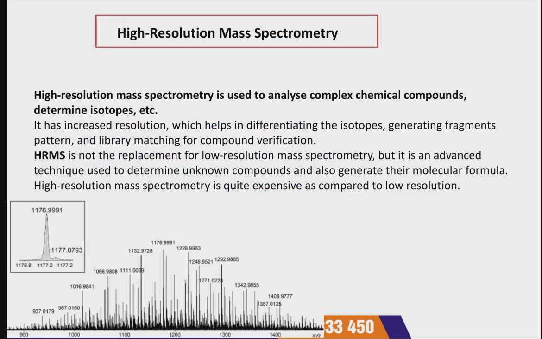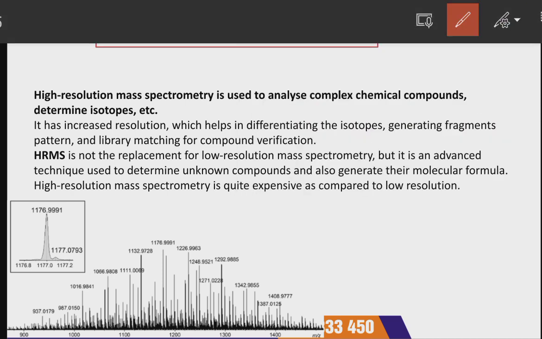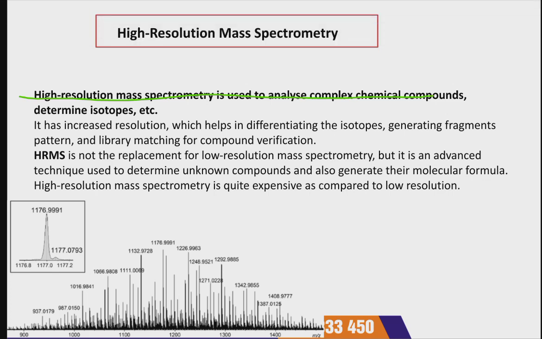Okay, now comes the high resolution mass spectrometry. So what is this HRMS? HRMS means high resolution mass spectrometry. Basically it is used where you want to analyze any complex chemical compound or you want to determine any isotope. So there the high resolution mass spectrometry is used.